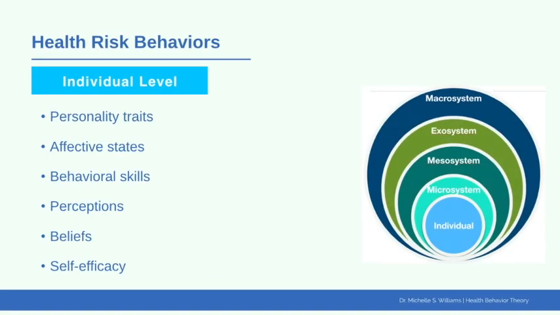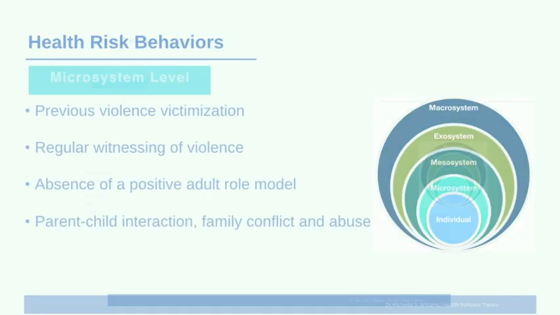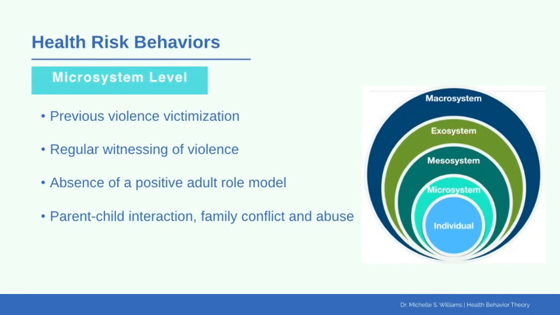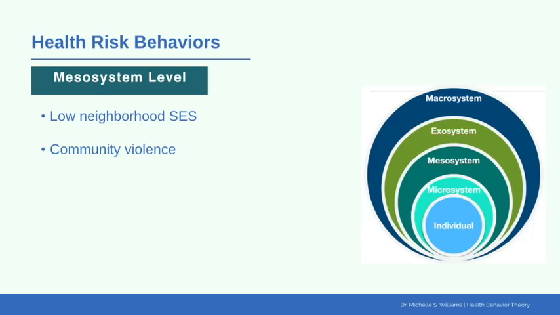As we talked about when we looked at ecological models, there are a number of different factors at the individual level that can lead to harmful health behaviors, and that includes personality traits, behavioral skills, affective states, perceptions, or self-efficacy. And of course, we know that a number of factors at the microsystem level, and that includes previous violence victimization, the regular witnessing of violence, which can occur if a child lives in a violent community or if a child lives in a household in which violence is occurring between their parents or guardians. Also, the absence of a positive adult role model or even parent-child interaction can increase the child's risk for engaging in harmful health behaviors. And of course, we know at the mesosystem level.